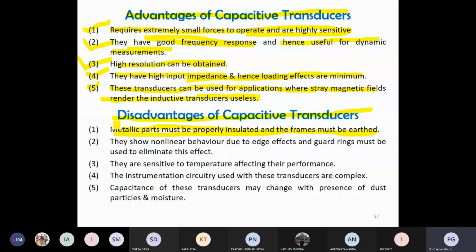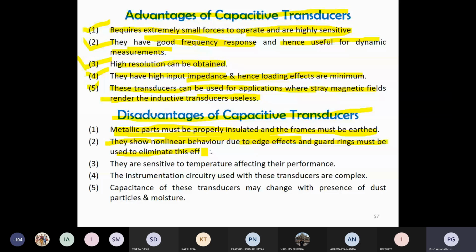They show nonlinear behavior due to the edge effect, and guard rings must be used to eliminate that effect. What do you mean by non-linear? Linear means the parameters vary linearly. Due to non-linearity, they are not varying linearly. There are saturation types of non-linearity, and in the very initial stages some cutoff region is there. Due to this cutoff region the working zone is limited, so it will not start suddenly, it will take some time and the response time will be slower. That's why some initial non-linear behavior is observed.